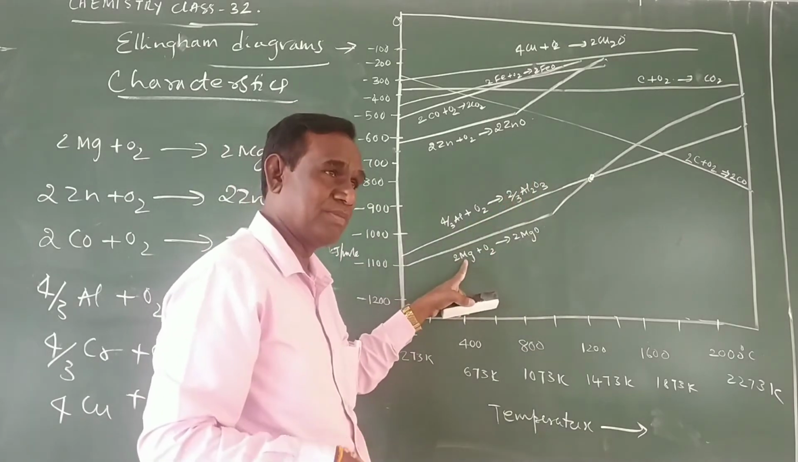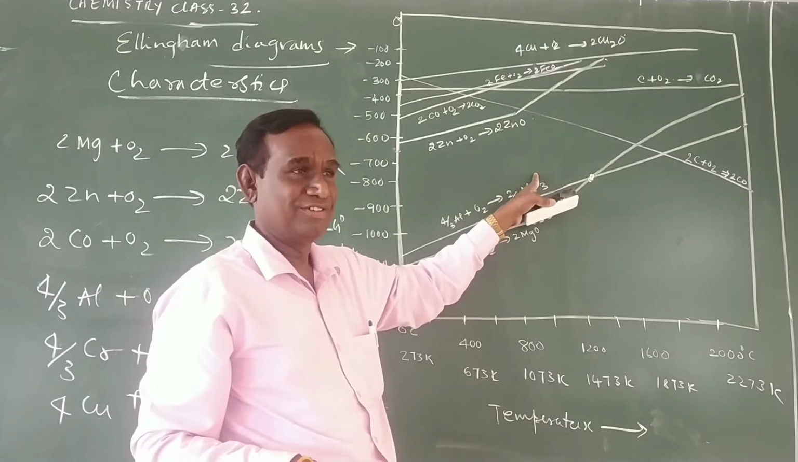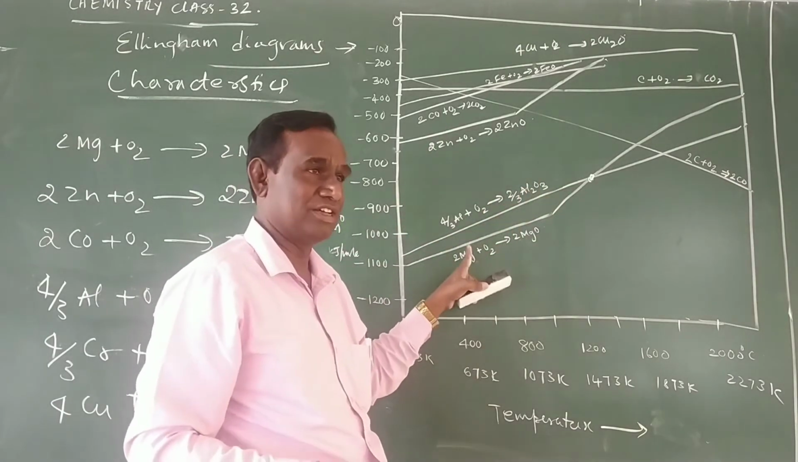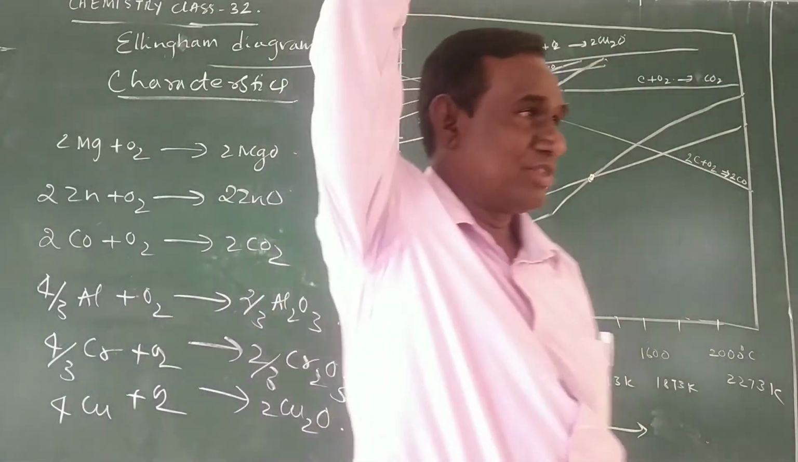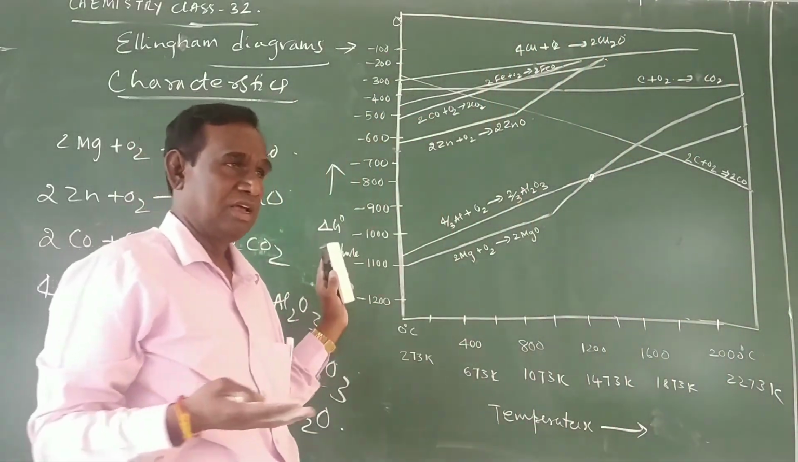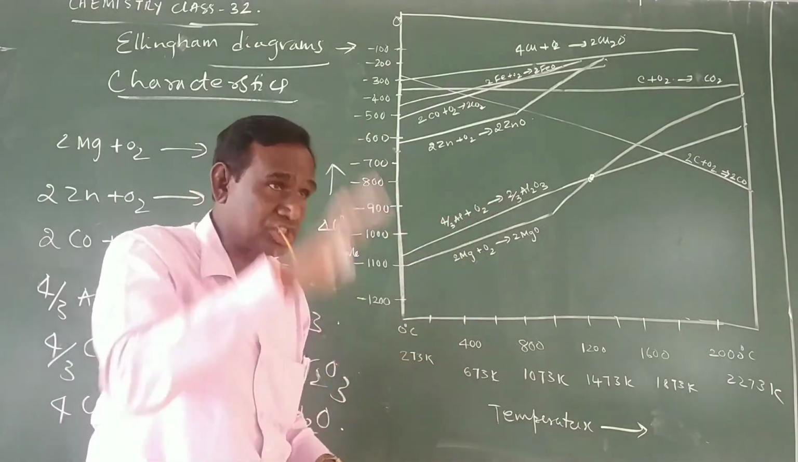For example, magnesium oxide is more stable than aluminum oxide. Therefore, magnesium can be used as reducing agent for the reduction of what? Aluminum oxide. Okay, but aluminum cannot be used for the reduction of magnesium because magnesium is below and aluminum is what? Above. In the Ellingham diagram, all the metals which are placed below are more stable.